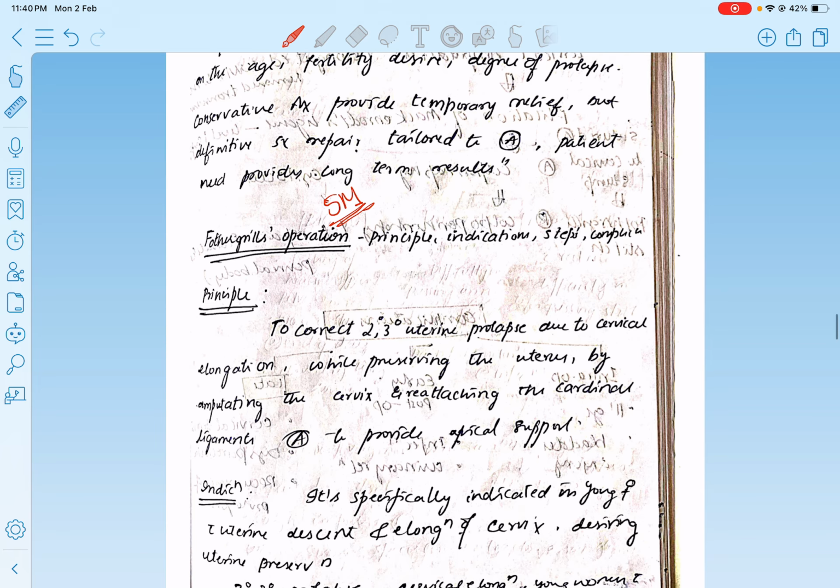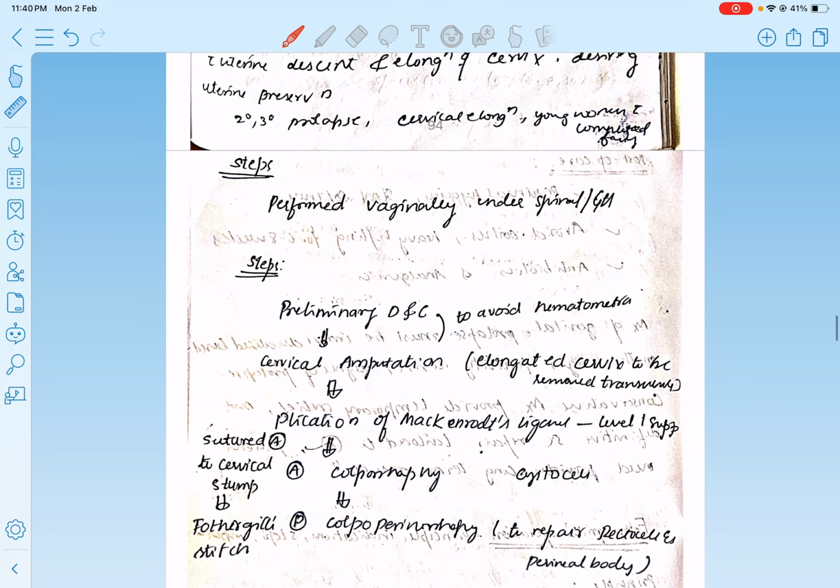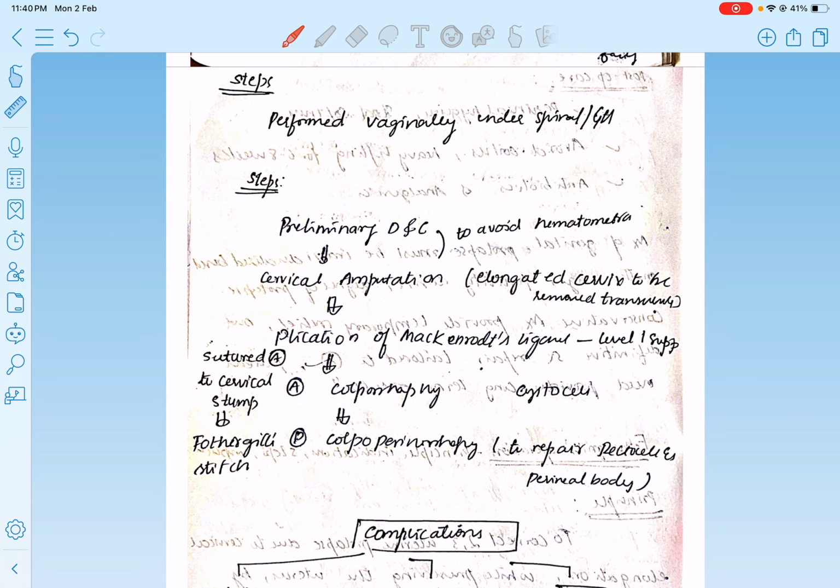So again, what is the principle? You are going to amputate the cervix and attach the cardinal. You are going to plicate it and increase the support for the cardinal ligament. Okay, that's the important thing. Again, this is the basic step, and this is important.